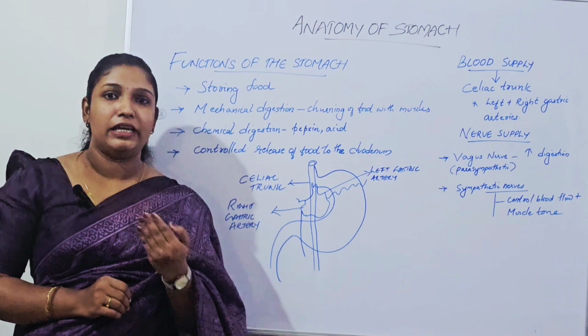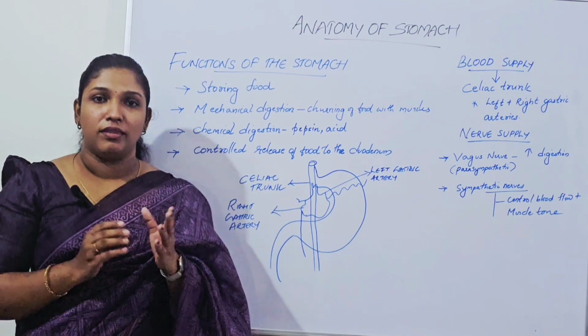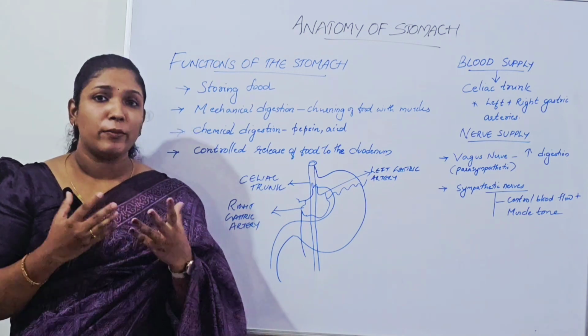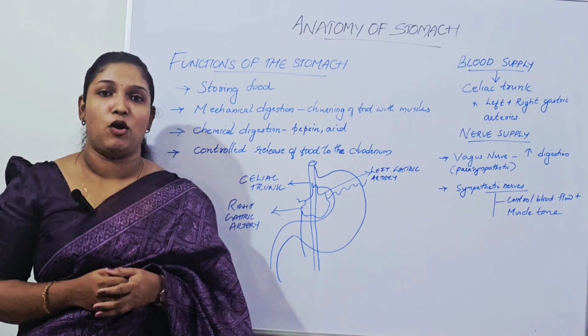Next is the mechanical digestion of the stomach. What do you mean by mechanical digestion of the stomach? That is the churning of the food materials with the help of muscles. What do you mean by churning? It is the conversion of the complex food materials into simpler forms.